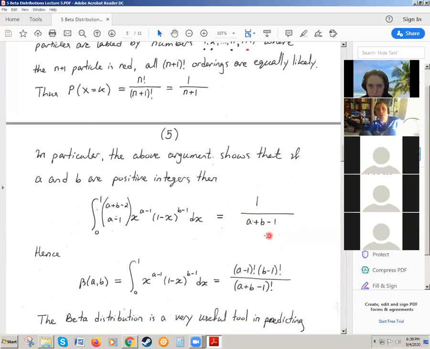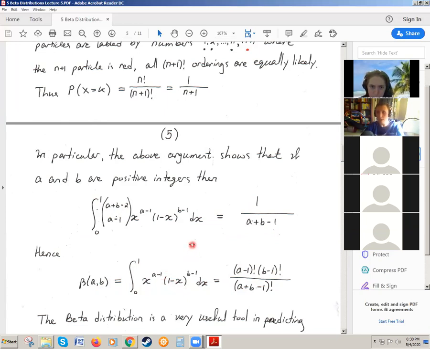Okay, and that now means this is just a number. I can factor it out of the integral sign and move it over here. So that tells me that this integral equals a minus 1 factorial, b minus 1 factorial divided by a plus b minus 1 factorial. So here you have a nice calculation of a calculus type of integral.